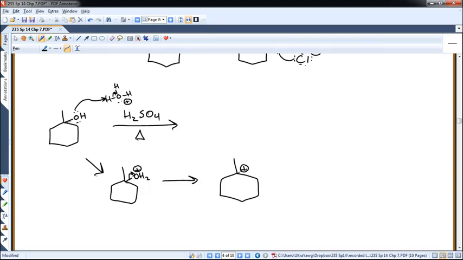Is that carbocation... is there anything we can do to make it more stable? No, it's tertiary as it is, right? So if we move it here, it'll be secondary. If we move it here, it'll be secondary. If we move it here, it'll be primary. And so it's as stable as it's going to get given this particular structure.